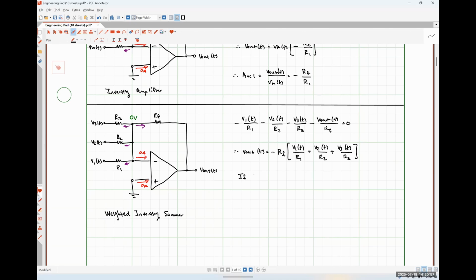If R1 were equal to R2 or equal to R3, and we just called this R, then our output voltage would be negative RF over R times V1 plus V2 plus V3. And so we would no longer have a weighted inverting summer. We would just have an inverting summer because all of our input signals are scaled by the same amount.